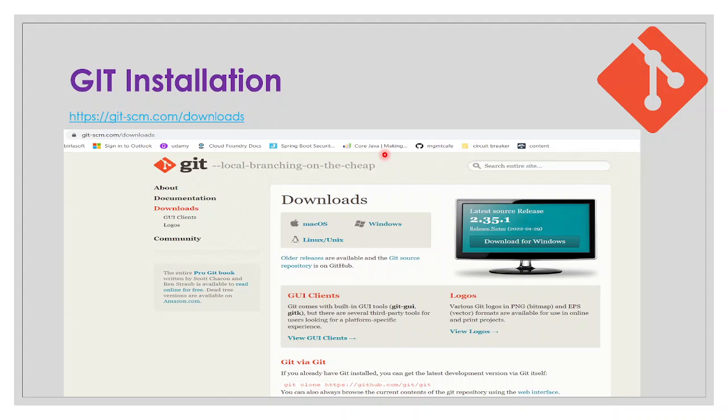So here is the URL, git-scm.com, and downloads. You can download and install Git on your local machines. If you're a Mac user, you can go for Mac OS, and I hope most of us are using Windows machines only. You can download it and install it. It's a regular straightforward process, where you can click next and just install it.